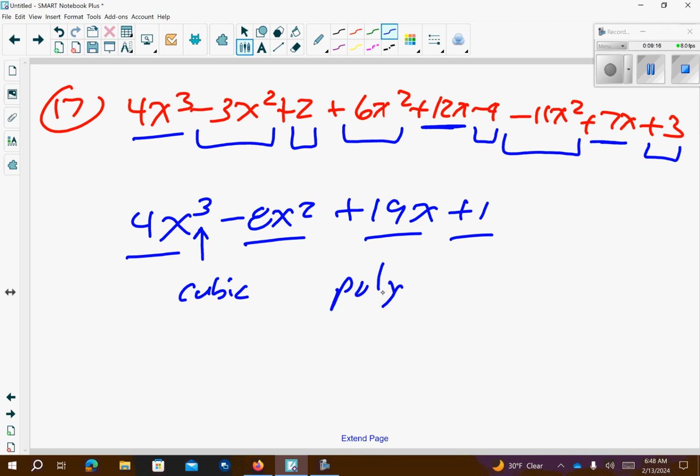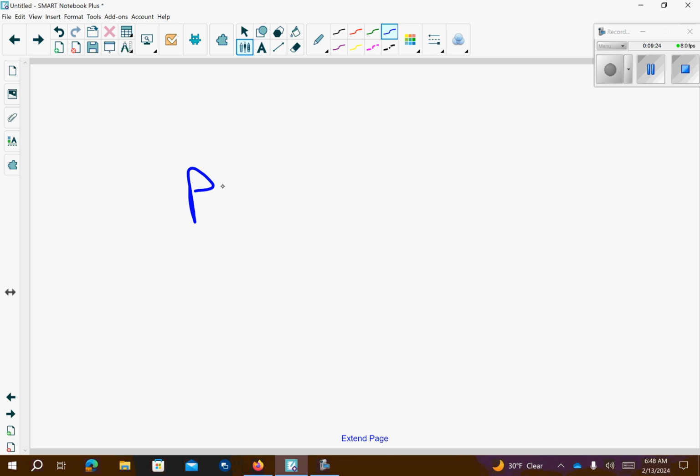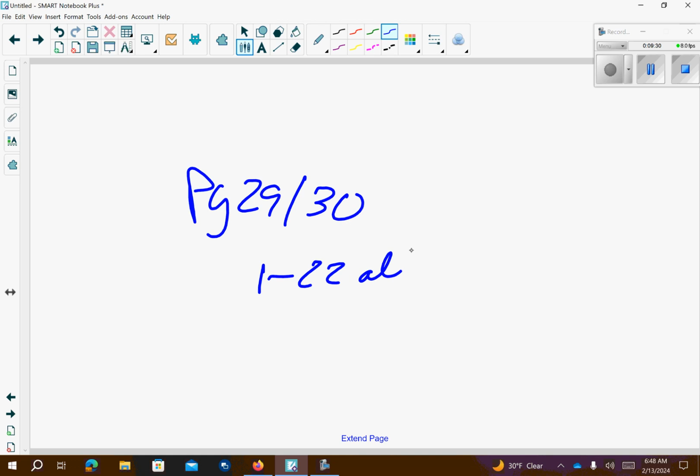So there's not really a lesson today. It's just working on our homeworks. Please take the time to get this as close to done as possible, but I'd like you to work on page 29 and 30, 1 through 22, and do all of them.